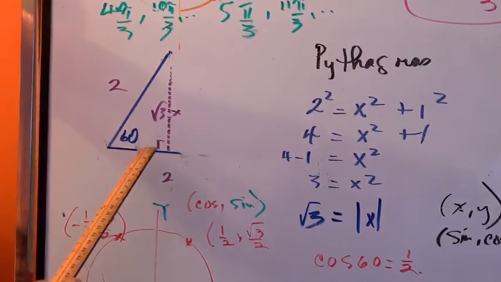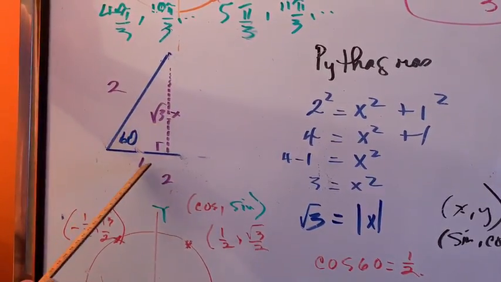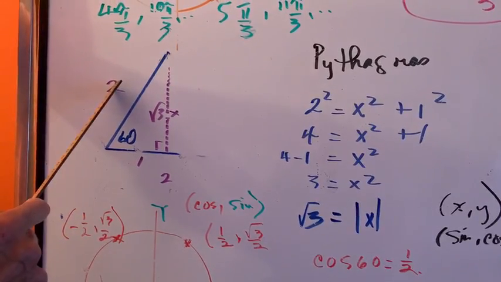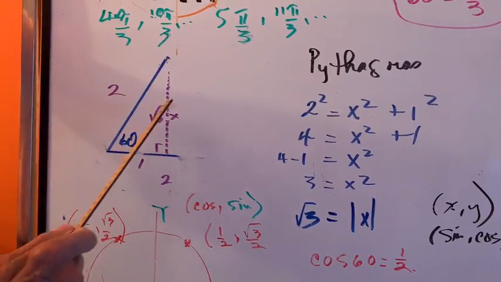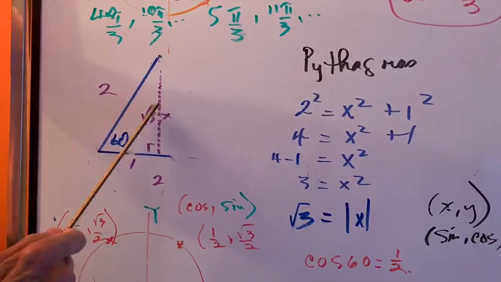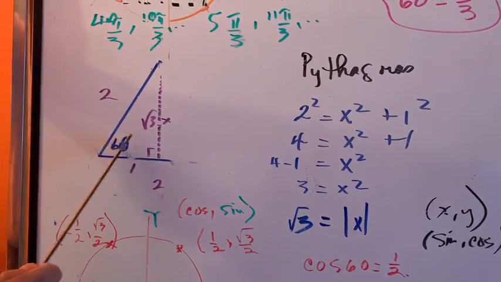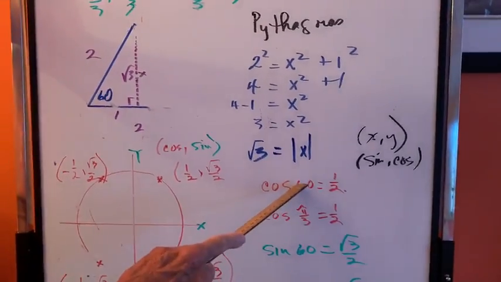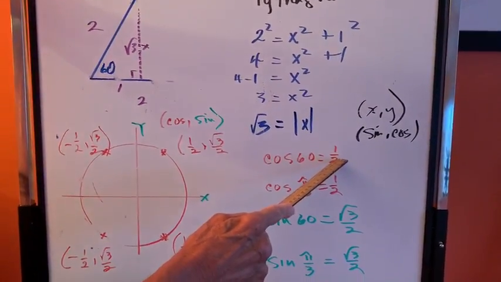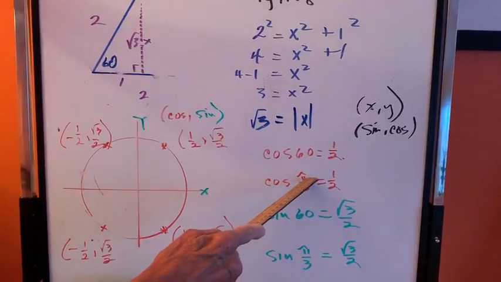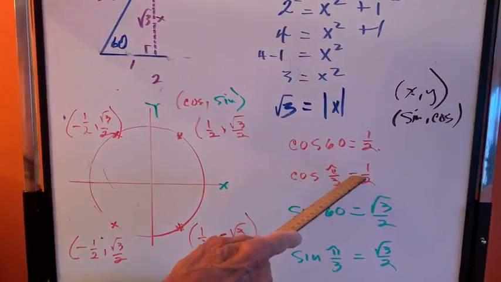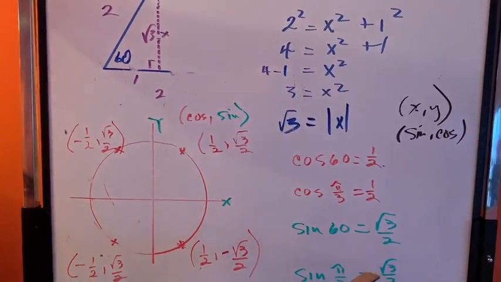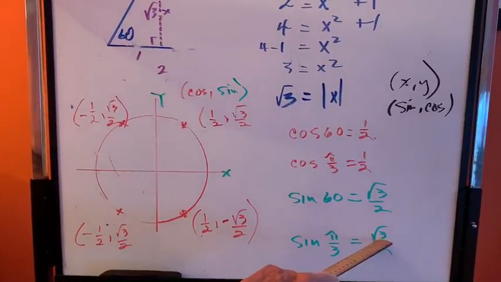So right triangle, 60 degrees, adjacent is next to the angle, and this is the hypotenuse. That's cosine. Opposite over the hypotenuse is the sine of the angle. So let's go down here. Okay, so the cosine of 60 is adjacent over hypotenuse, and the cosine of pi by 3 is the same thing. The sine of 60 is the root of 3 over 2, and the sine of pi by 3 is the root of 3 over 2.